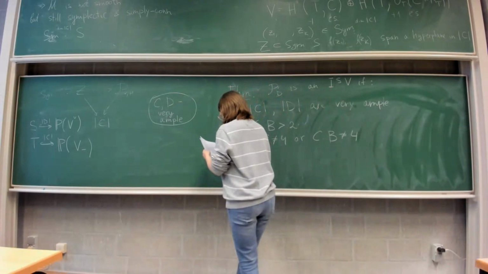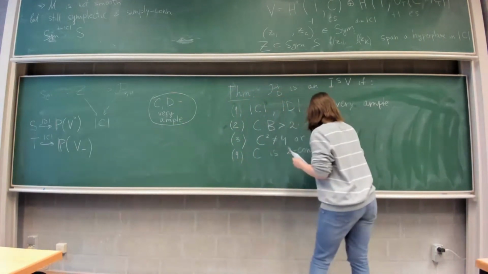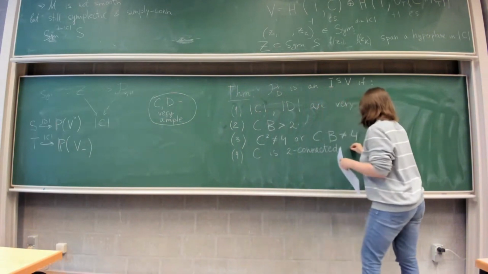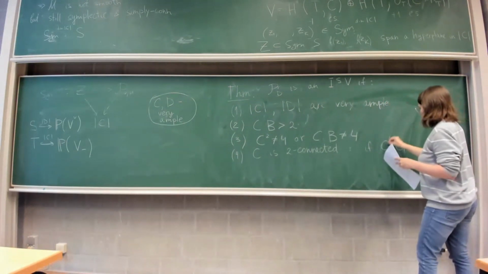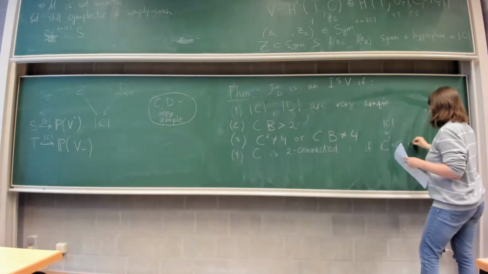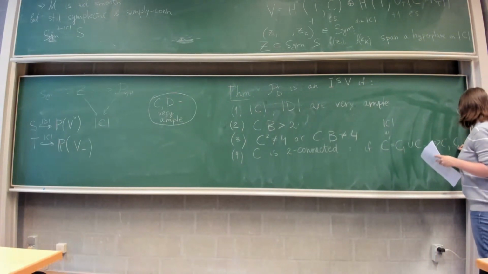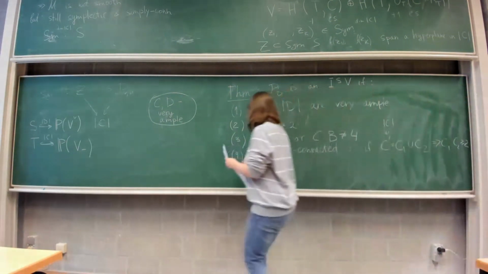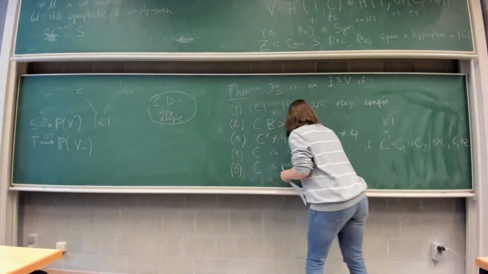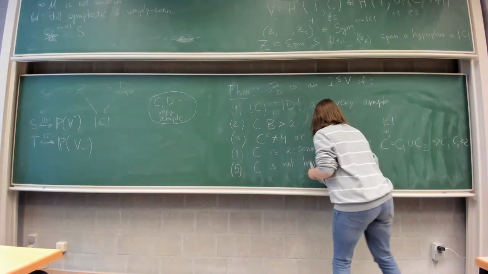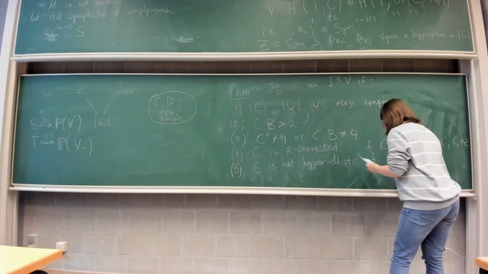Fourth, C is 2-connected. This is another technical definition, which means that if a curve C prime in C can be split as C1 and C2, then C1 dot C2 is greater than 2. And fifth, C is not hyperelliptic. B squared is less than 3.